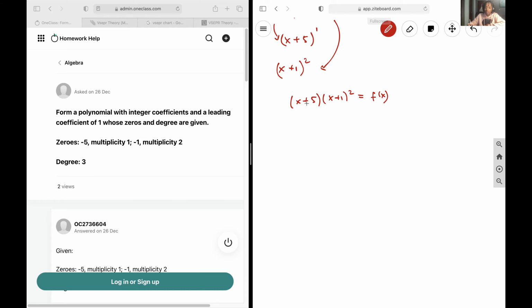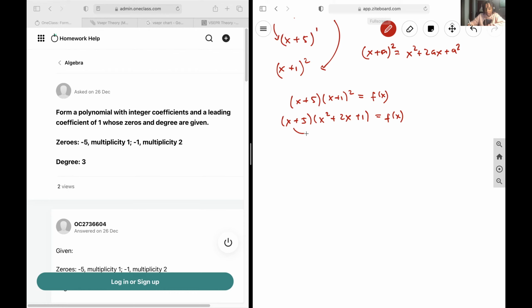And so, moving on, we just want to expand that out. So first we can start with (x + 1)². We know that (x + a)² is going to give us x² + 2ax + a². So just replace a with 1, and we get (x + 5)(x² + 2x + 1) is equal to f(x).